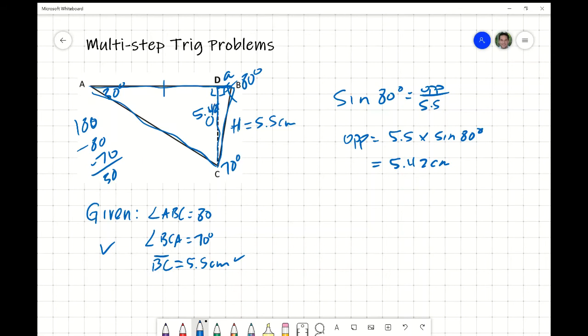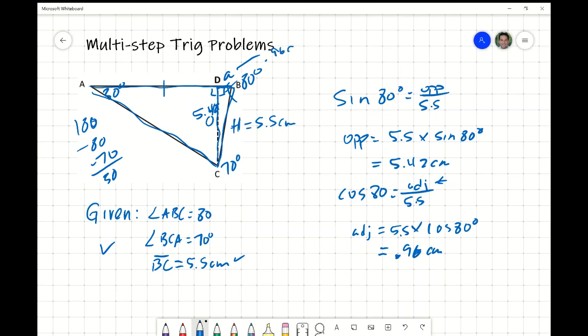So let's go ahead and put that on the graph. 5.42, right there. So let's go after the adjacent here. If you're looking for the adjacent and you know the hypotenuse, that definitely sounds like cosine. So cosine of the same angle is equal to the adjacent over the hypotenuse. Same thing here, we're missing the side on top, so the adjacent is simply going to be 5.5 again times cosine of 80 degrees. It looks like that really small side is going to be 0.96 centimeters. So that right there is 0.96 centimeters.